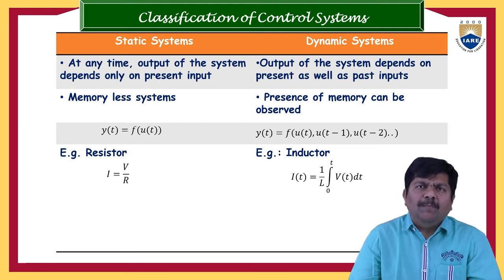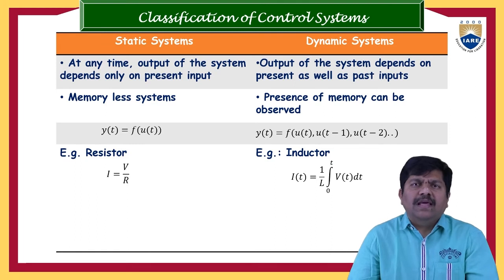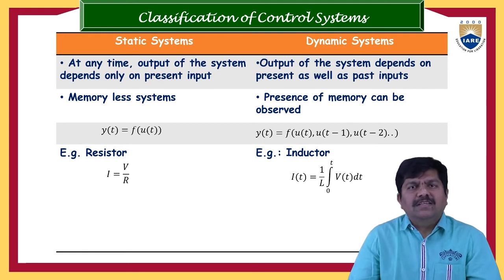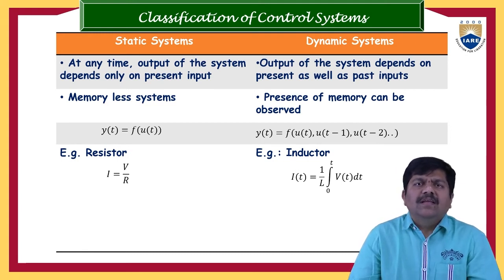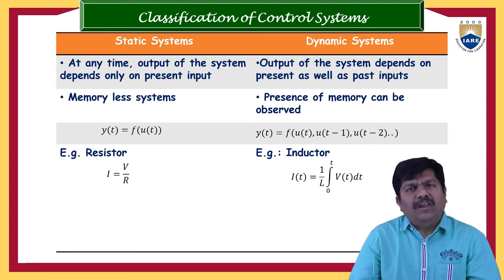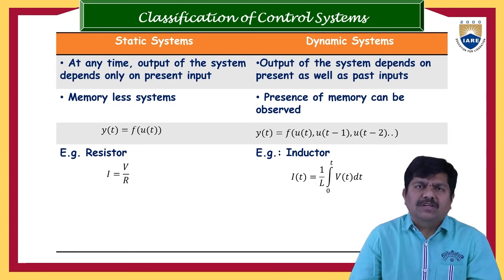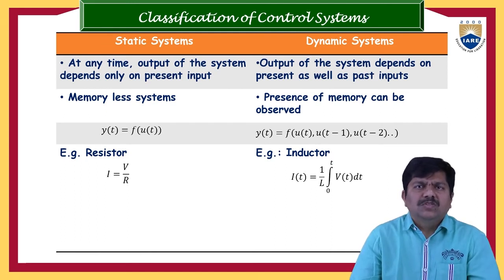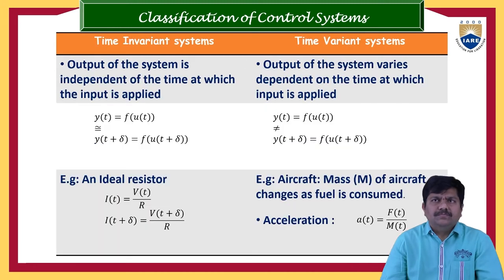Whenever you are computing mathematically, if you want to analyze the inductor behavior, you have to consider the initial information that the inductor and capacitor have. So dynamic systems are memory-full. Definitely there will be some information that the inductor and the capacitor will have. These are the examples of dynamic systems. This is one type of classification the control system has.